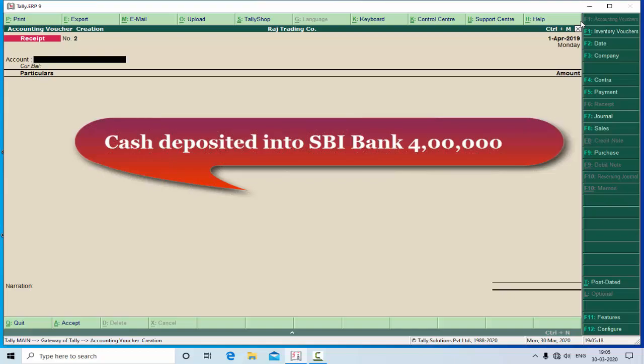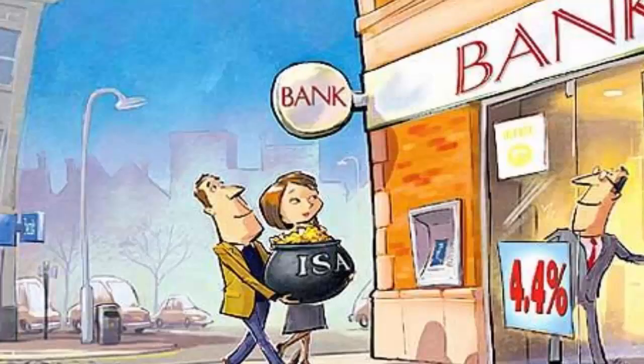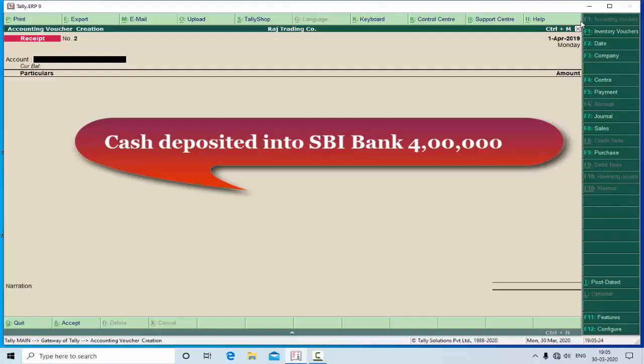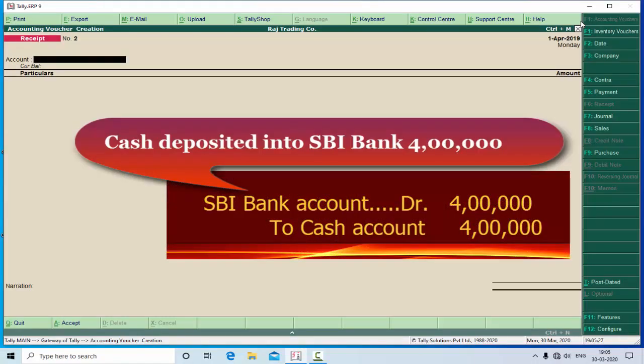And the next entry is cash deposited in SBI Bank. So the businessman deposited the cash into the bank. The entry will be SBI bank account debit to cash account, and this entry will be recorded in the contra voucher. When an entry involves both cash and bank, where one account is debit and the other is credit, that is, bank account is debit and cash account is credit, or cash account is debit and bank account is credit, that entry will be recorded in the contra voucher.